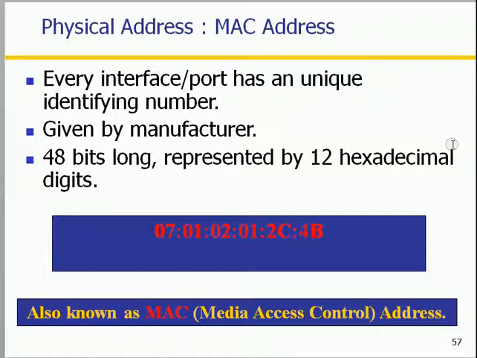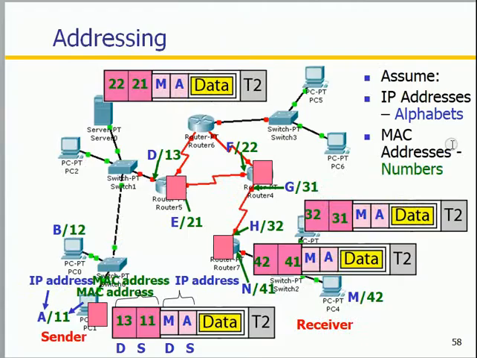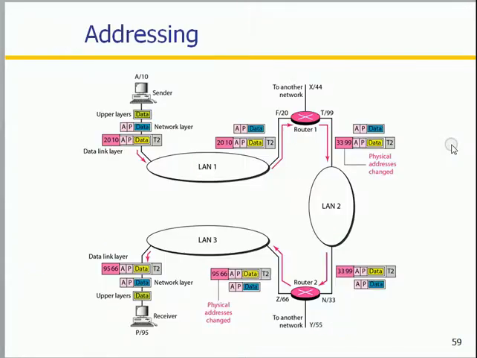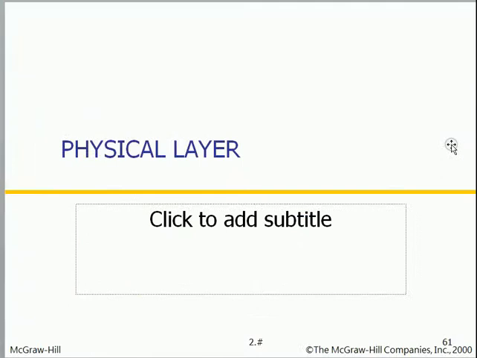And the MAC address is 48 bits long. So there is a port address, there is an IP address, and now there is a MAC address, media access control, respectively given by the transport, network, and data link layer. So these are the things addressing the signal, and then finally it reaches the physical layer.